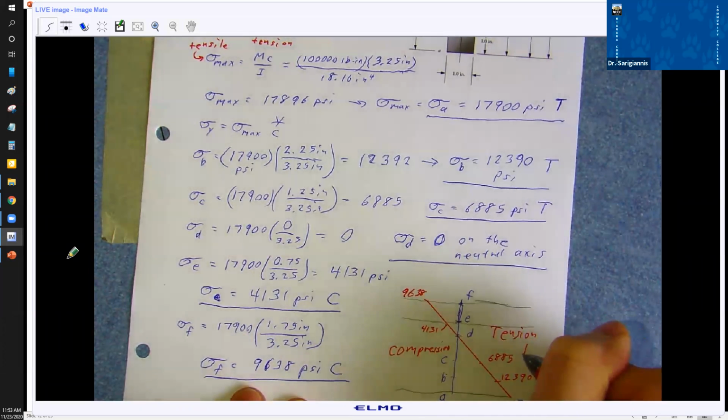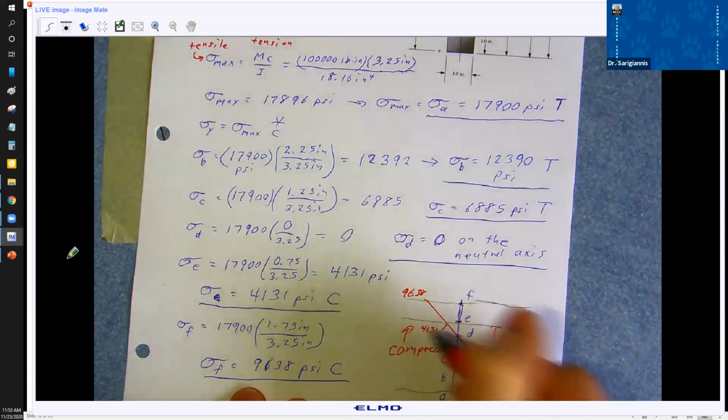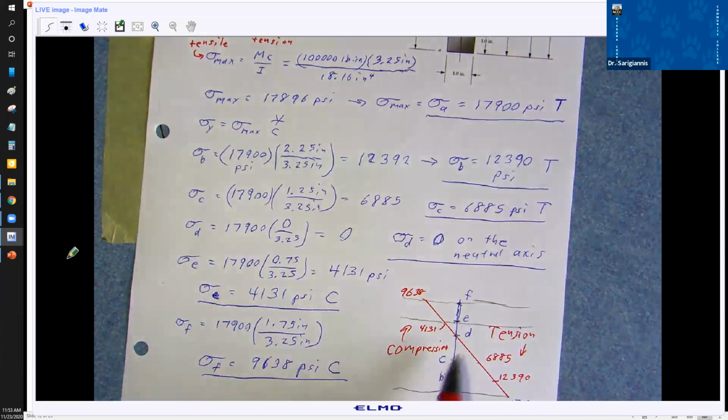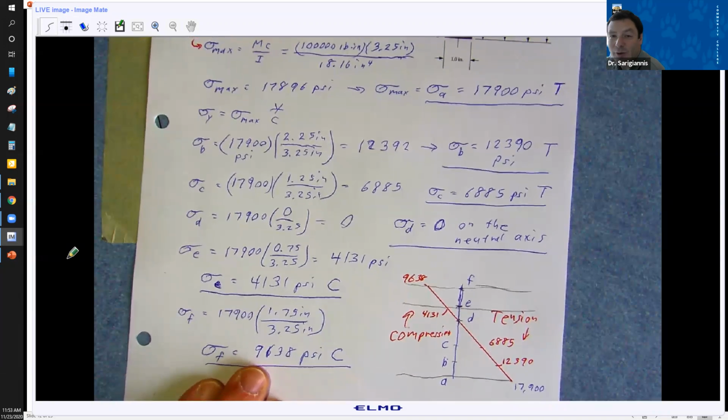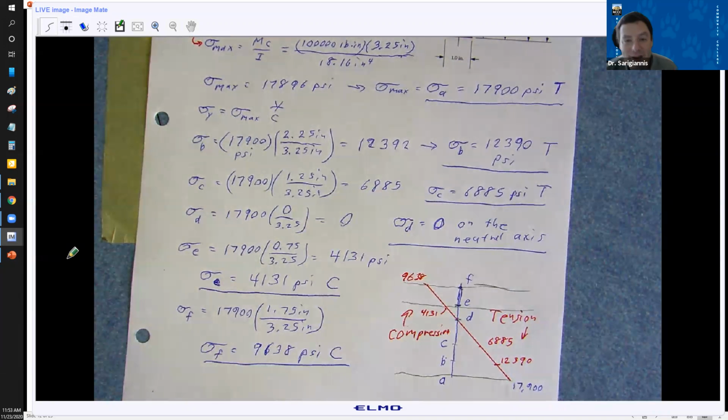All right, the numbers above and below the neutral axis. Maybe I should have written compression up here. So that would be how you would do a problem like this, where you have to calculate the stress at a given point inside and then graph that. All right, so I know I went a few minutes over. That's all I have.